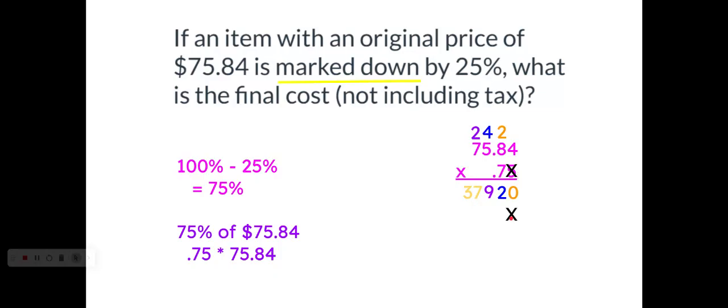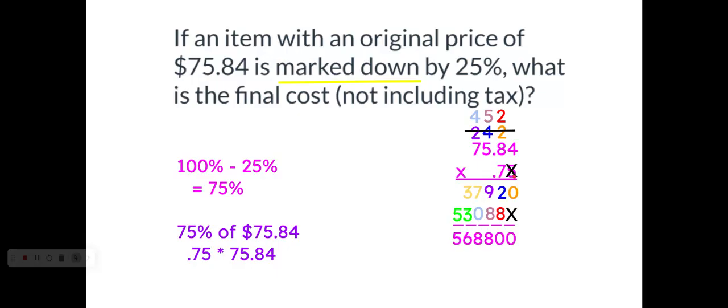So I'm done with the 5. I'm going to leave myself a little space. I'm done with everything I carried. And now I'm going to multiply everything by 7. 7 times 4 is 28. Write down the 8, carry the 2. And again, I'm putting the 2 on top of the next number I'm going to multiply by. So 7 times 8 is 56. Plus 2 is 58. Write down the 8, carry the 5. 7 times 5 is 35. Plus 5 is 40. Write down the 0, carry the 4. 7 times 7 is 49. Plus 4 is 53. And I can write them both down because there's nothing left to multiply by.